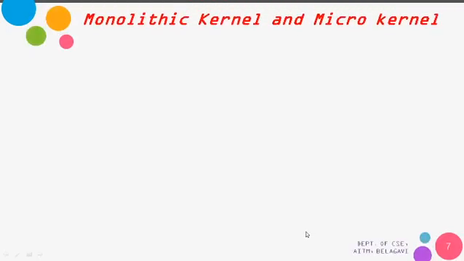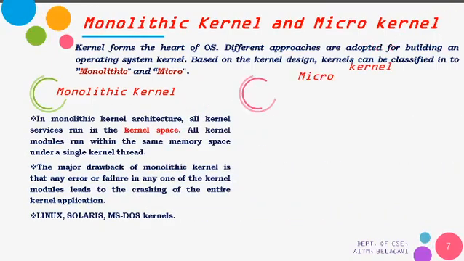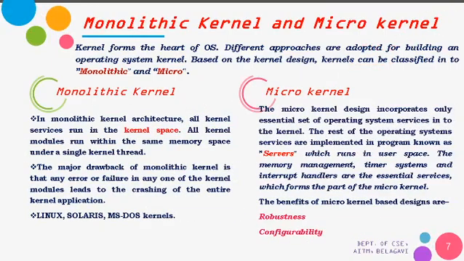Now going to the different types of kernel, that is the monolithic kernel and microkernel. The kernel forms the heart of the operating system, as we know, and different approaches are adopted for building an operating system kernel. Based on kernel design, kernels can be classified into two types: monolithic and micro.